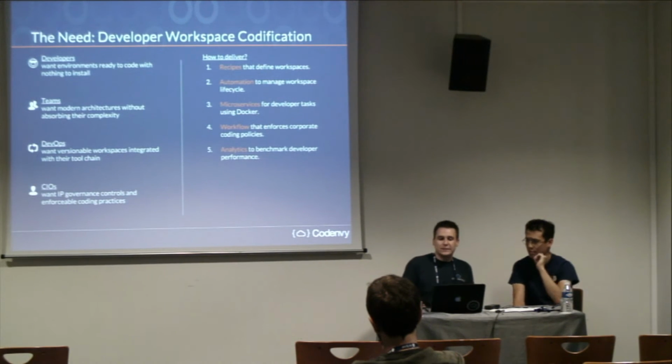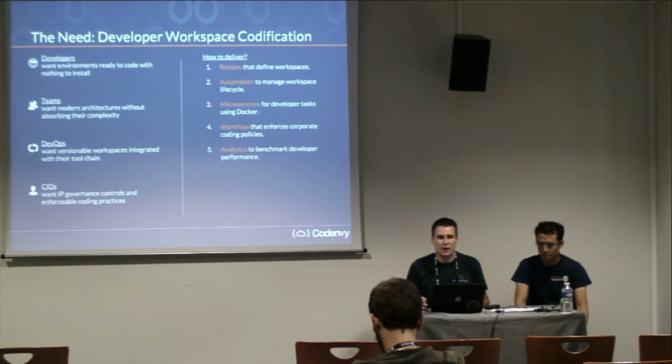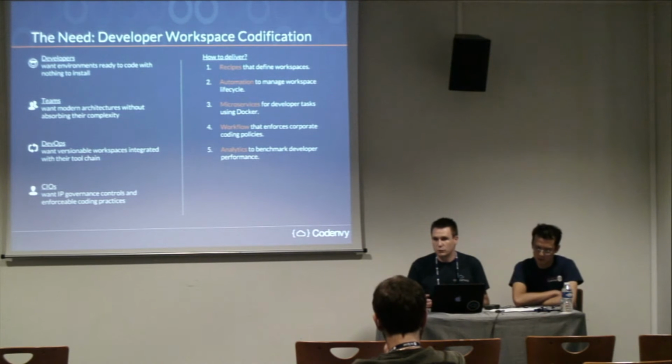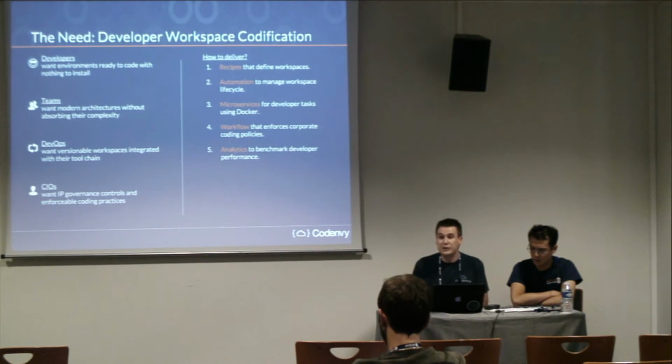So there is a need for a developer workspace codification, in fact. The developer wants an environment ready to code without having anything to install. The teams want modern architectures without absorbing their complexity. The DevOps want versionable workspaces that are integrated with their toolchain. And CIOs want IP governance controls and also to enforce the coding practice, inside of a team, but also across many teams. So how to deliver that?